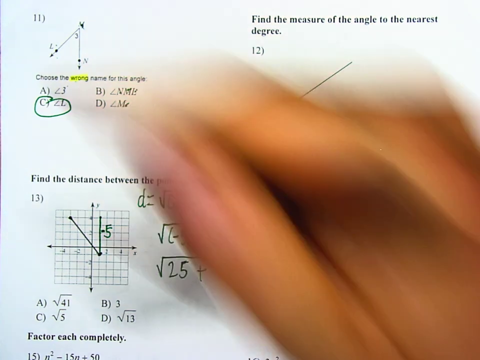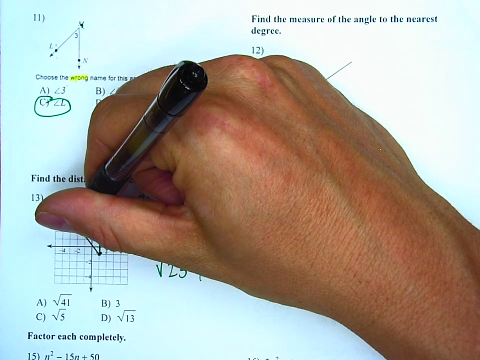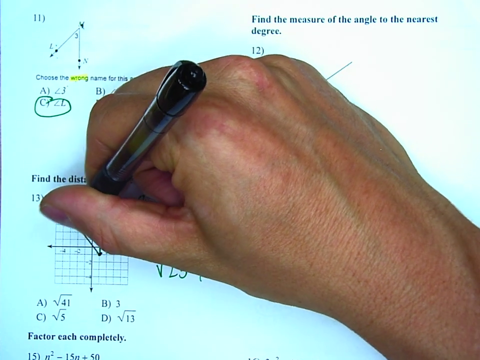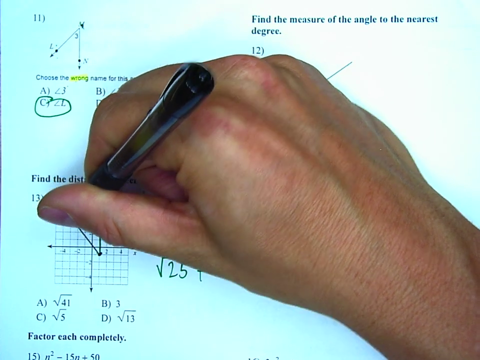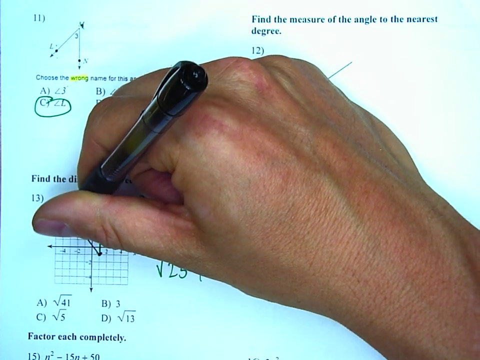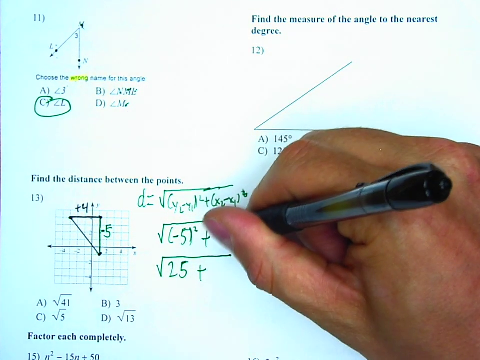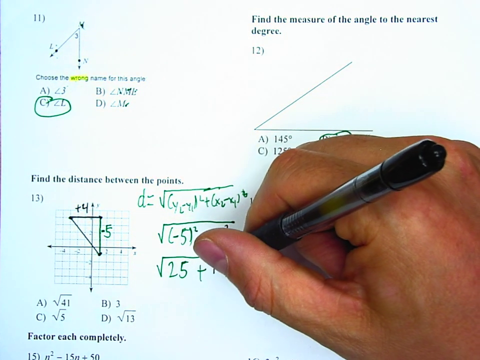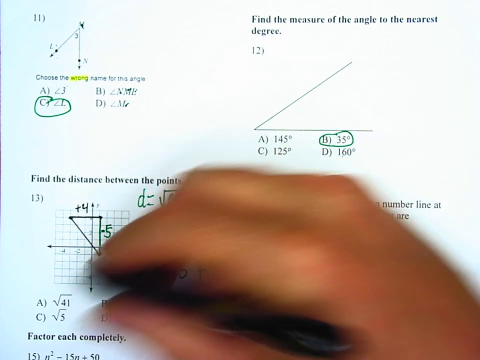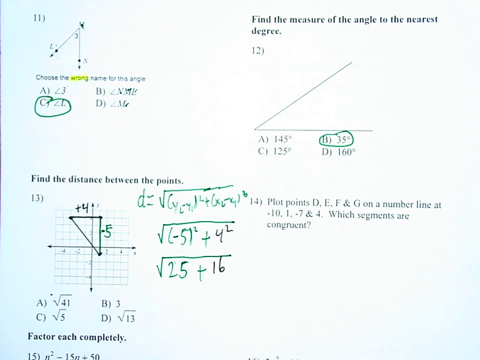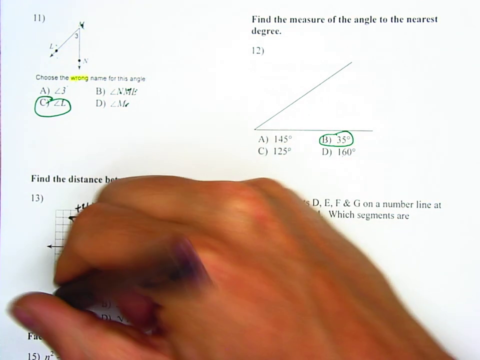And then the x's here, they go right by 4. 1, 2, 3, 4. That's positive 4 because it starts here and it goes to here from negative 3 to positive 1. So plus 4 squared. 25 and 16 is 41 when they add together. So my answer is the square root of 41.